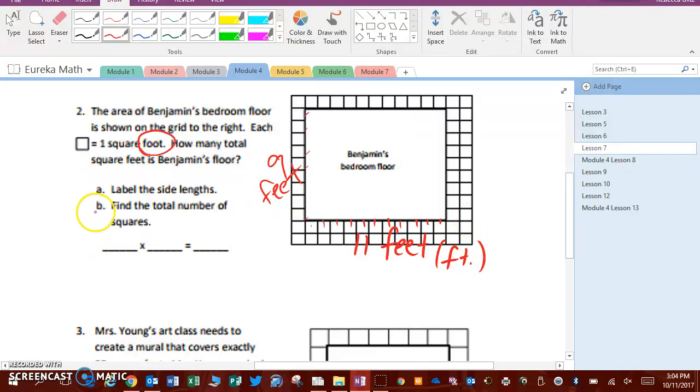All right. B, find the total number of squares. So, how do we do that? Well, these are some big numbers, but we would do 9 times 11. Okay? And there's different ways to solve this. We could count by 11s.